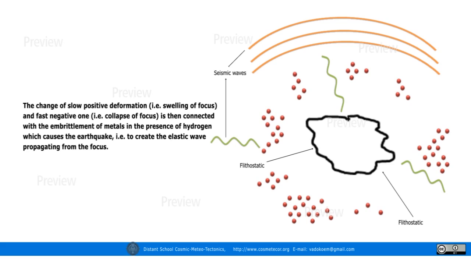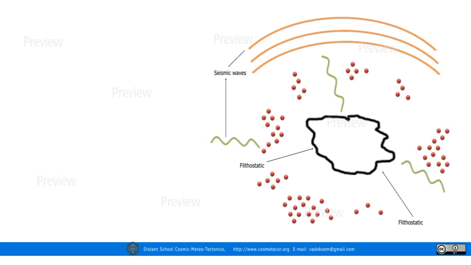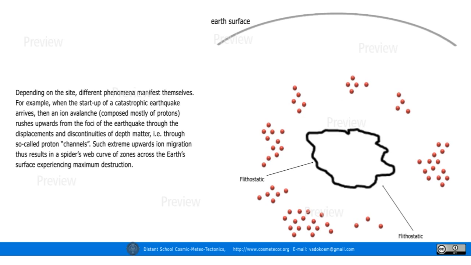The change of slow positive deformation, in other words swelling of the focus, and fast negative deformation, in other words collapse of the focus, is then connected with the embrittlement of metals in the presence of hydrogen, which causes the earthquake, in other words creates the elastic wave propagating from the focus. Depending on the site, different phenomena manifest themselves.